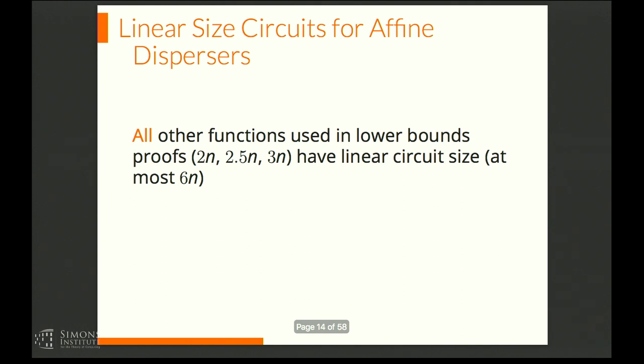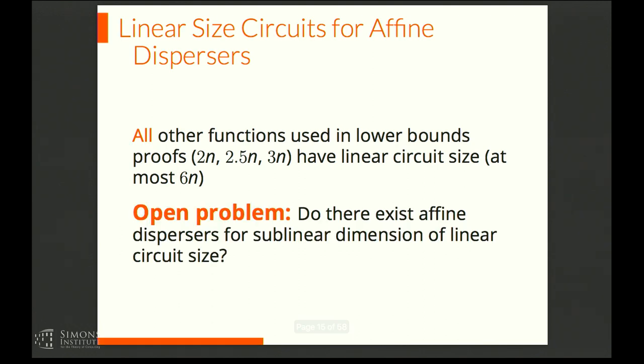So what should be noted here is that if you consider all previous proofs of lower bounds, which are roughly 2n, 2.5n, and 3n, they are proved for functions which we know how to compute by circuits of size 6n. Each of them can be computed by a circuit of size 6n. So among all these proofs, only for the affine dispersor, we still don't know whether it is possible to compute it by a linear circuit or not. So this is my first open problem. Is it possible to show, probably non-constructively, that there exists an affine dispersor for sublinear dimension that has linear circuit size?